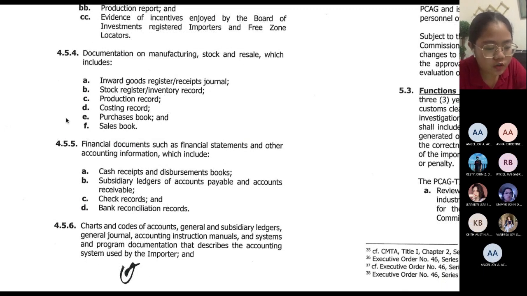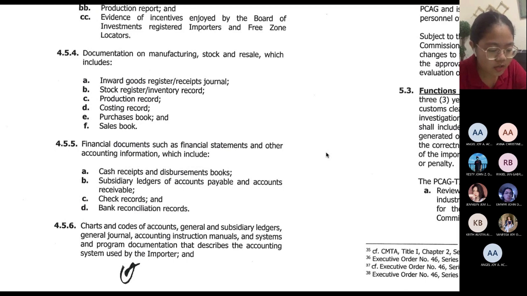4.5.4 Documentation on manufacturing, stock, and resale, which includes letter A, inward goods register or receipts journal, B, stock register or inventory record, C, production record, D, costing record, E, purchases book, and F, sales book. 4.5.5 Financial documents such as financial statements and other accounting information, which include letter A, cash receipts and disbursements books, B, subsidiary ledgers of accounts payable and accounts receivable, C, check records, and D, bank reconciliation records.